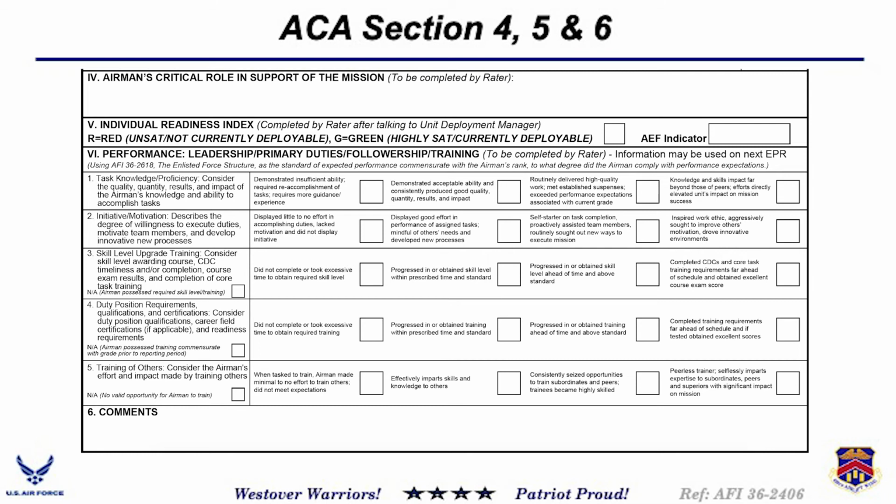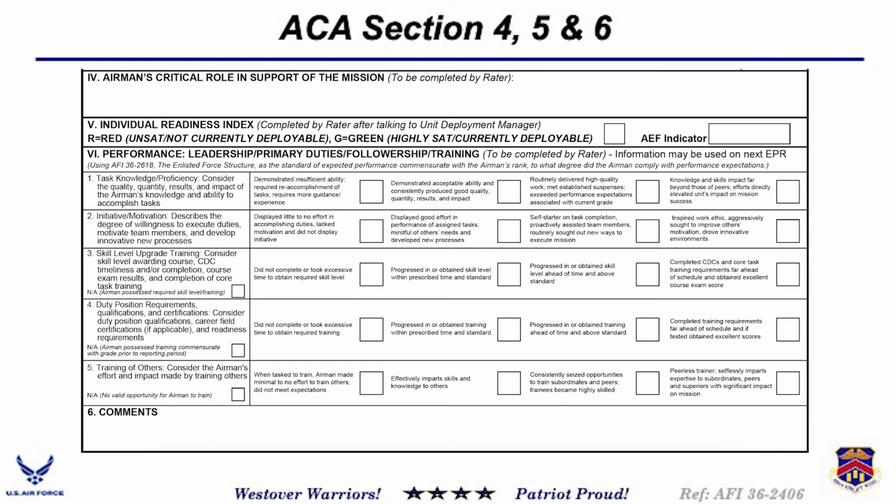And once the rater has the form, they can go over section 3 and answer any questions within the self-assessment portion. Section 4 is the airman's critical role in support of the mission. This is going to be where the rater explains where the ratee fits throughout the unit and their role within the mission of the unit, or the base, or Air Force-wide.